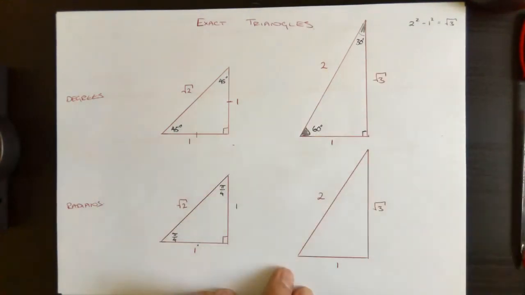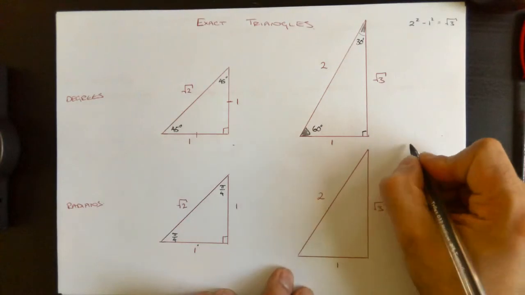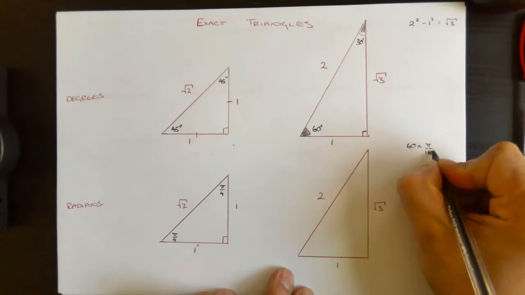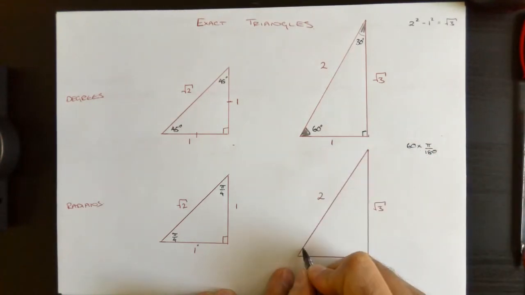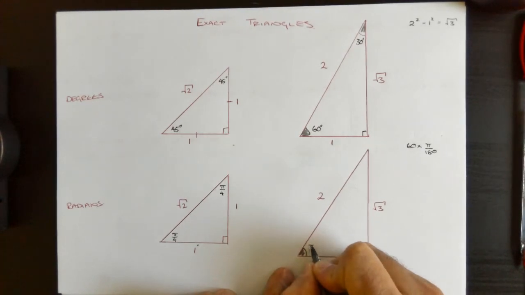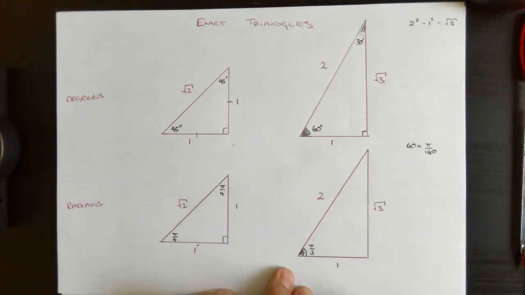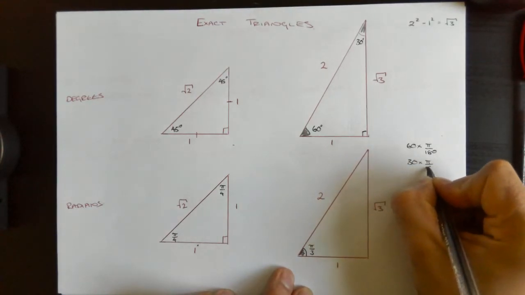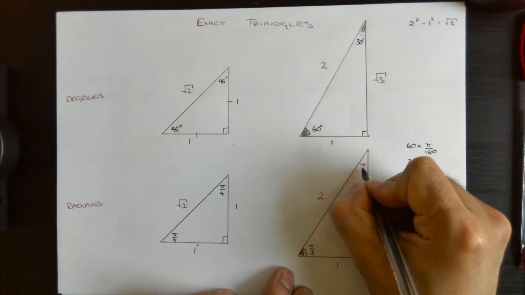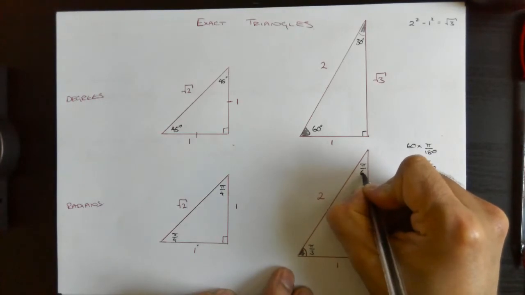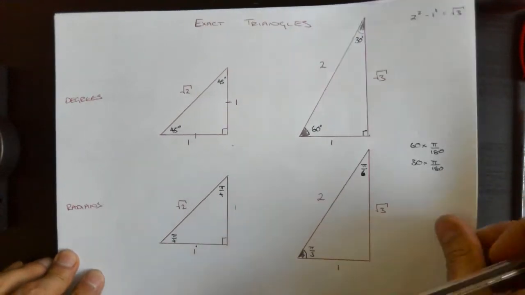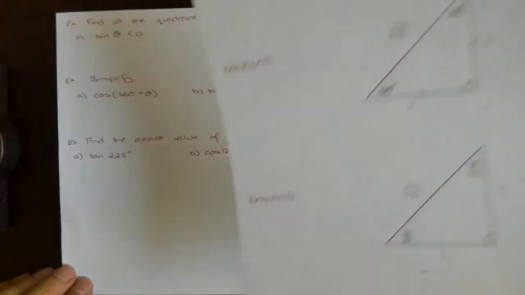So to convert between degrees into radians, we could go 60 times pi over 180. That's for this part here. And that works out to be pi on 3. And then 30 times pi over 180 is pi on 6. Okay. And we'll need that to do some problems later on.